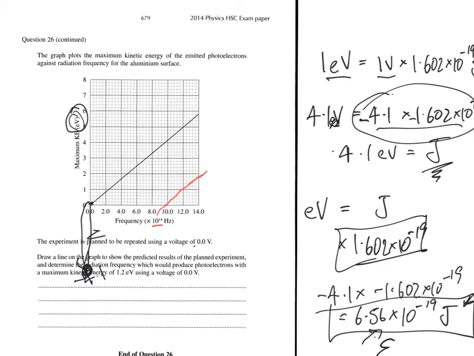now once we have that, we can then do some calculations. In the question it says 1.2 EVs. So we have our new line, we go up to 1.2, about there, we go across, and then down. And we get an answer of about 12.8, and it's times 10 to the 14. So that's our answer.